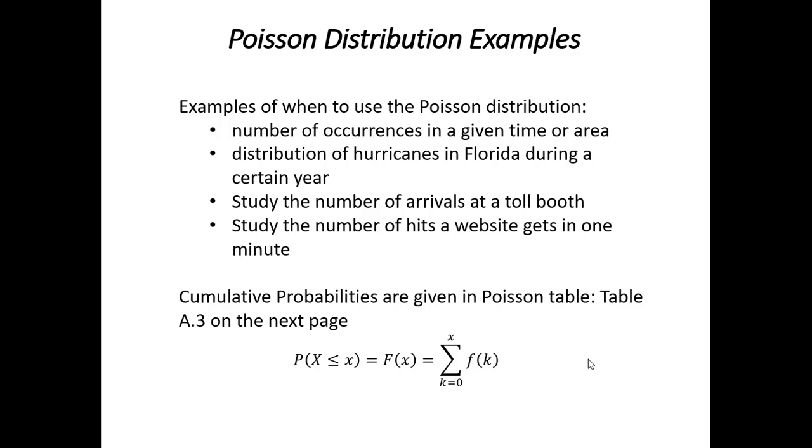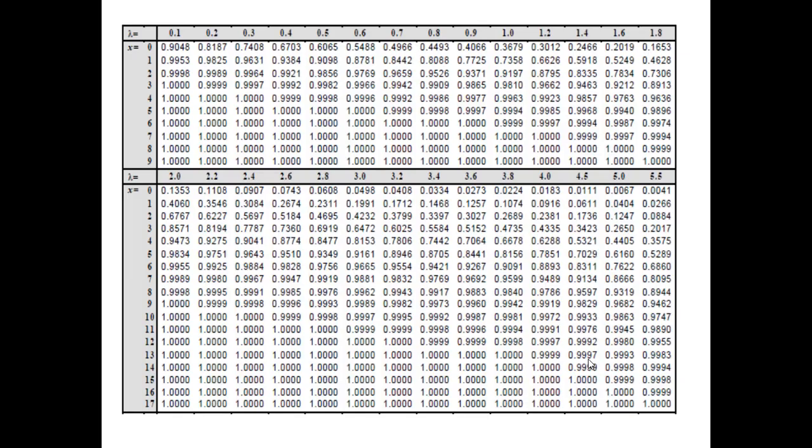So there's also a cumulative table given here. I'll show you what it looks like. Here you could see this is a table that can be used for certain values of lambda. We could start with 0.1, 0.2, and this goes up to 1.8 here. In the next section, it goes from lambda equals 2 to 5.5. So if you have a value of lambda here, we could use this. This is nice. It gives us, again, the cumulative probabilities. But if you have a value of lambda that's not here, then we have to use the formula.